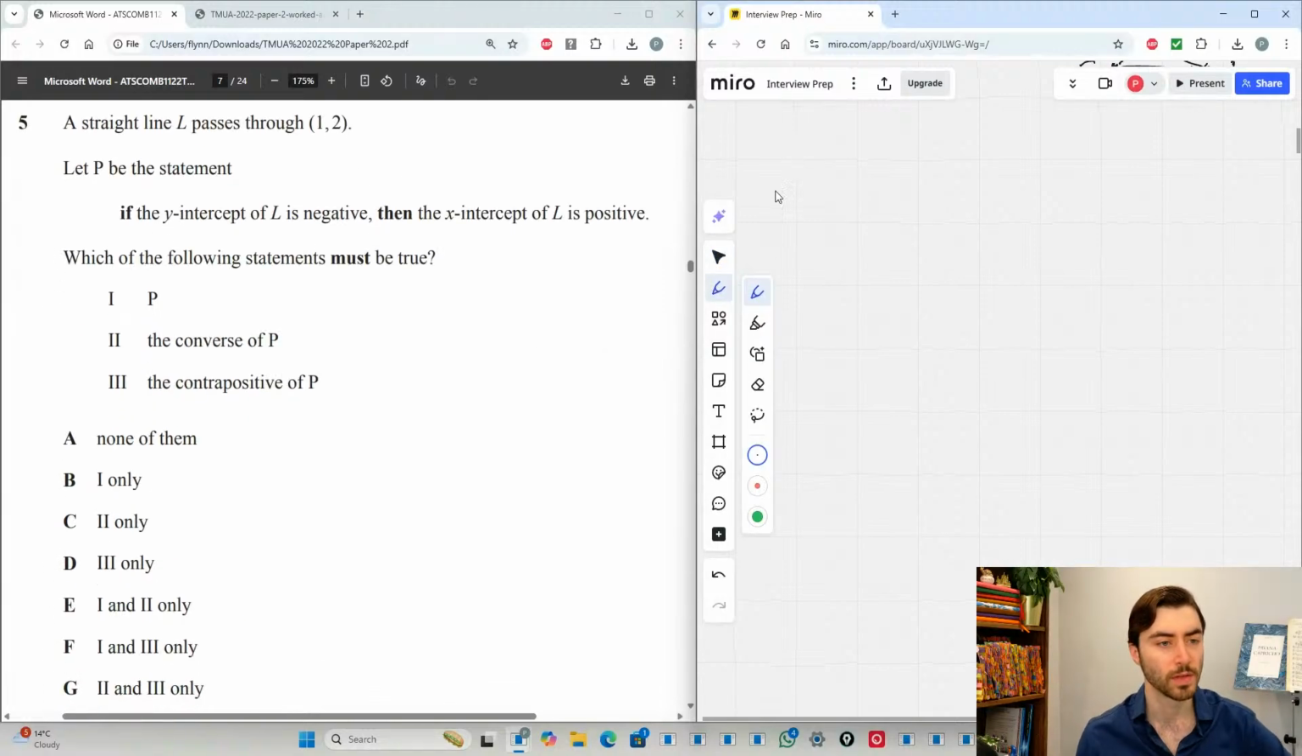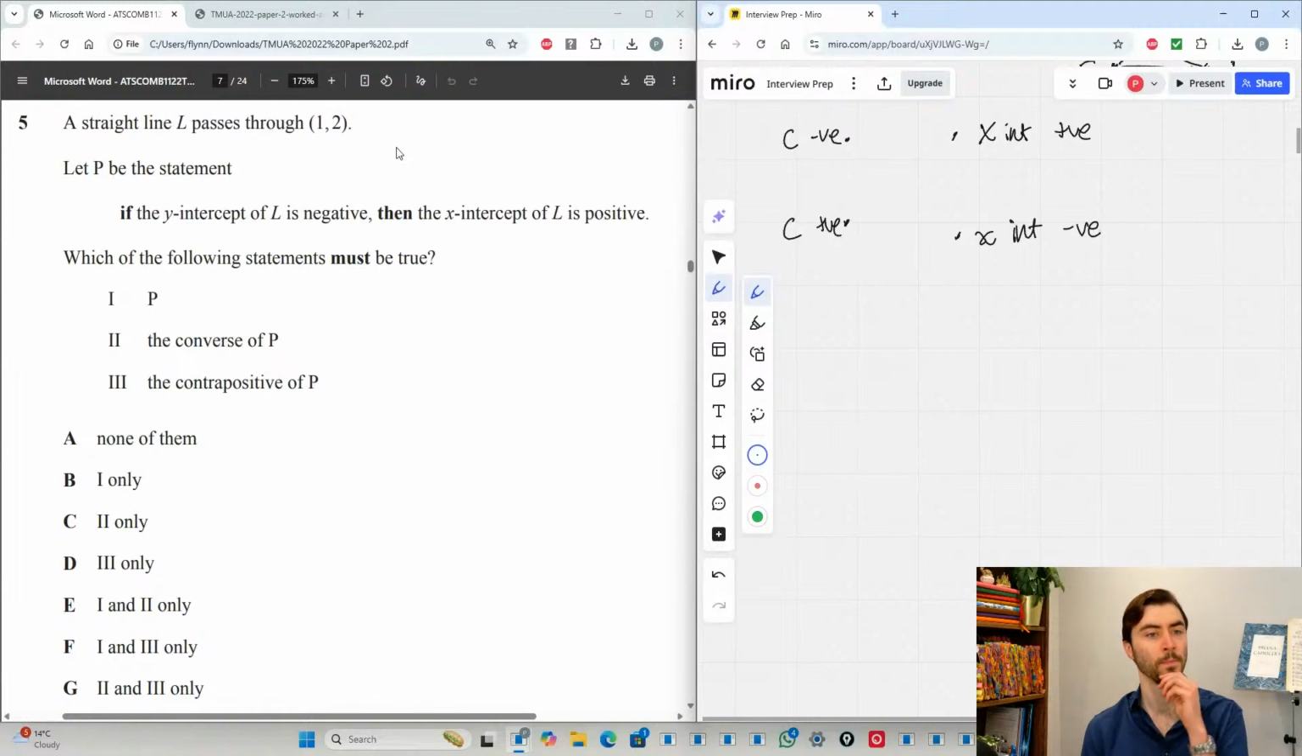A straight line passes through there. Okay, so again, I'm going to use my mapping to make sense. If the y-intercept is negative, and if the alternative of that is positive, then the x-intercept is positive, x-intercept negative. Let's find out what's actually true here.